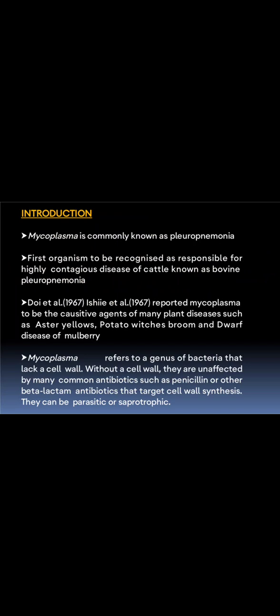This genus lacks a cell wall. So without that cell wall, they are unaffected by common antibiotics like penicillin or other beta-lactam antibiotics, because these antibiotics have the capability to target cell wall synthesis. They can be parasitic or saprotrophic.